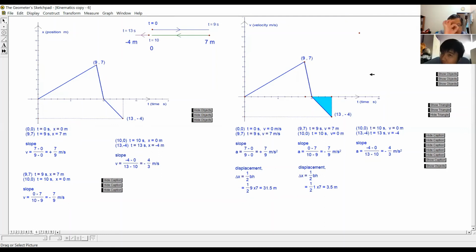At first, the velocity is 0. It's accelerating. Then finally now it is negative 4. The velocity is negative 4. So it went down. So is it accelerating or decelerating? Decelerating. Actually, it is accelerating, but it is accelerating in the negative direction.